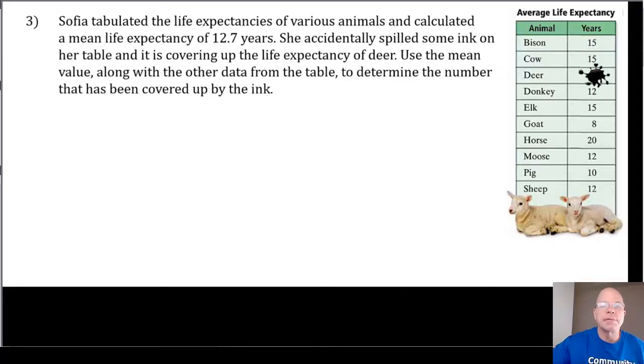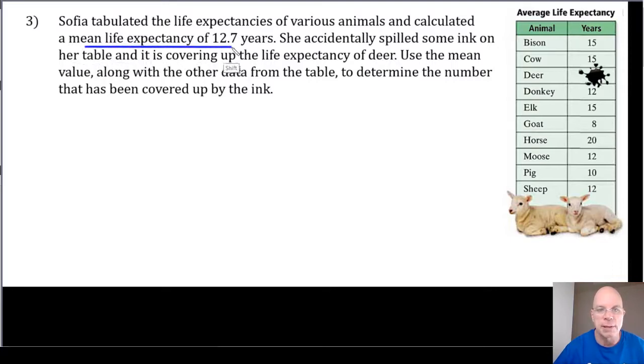We're doing some problem solving using mean, median, mode, and range on tonight's assignment. Problem 3 is a good problem for getting a good understanding of mean from a conceptual standpoint. Problem 3 says Sophia tabulated the life expectancies of various animals and calculated a mean life expectancy of 12 7/10 years. She accidentally spilled some ink on her table right here, and it is covering up the life expectancy of deer. Use the mean value along with the other data from the table to determine the number that has been covered up by the ink.